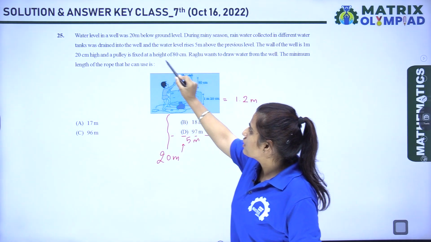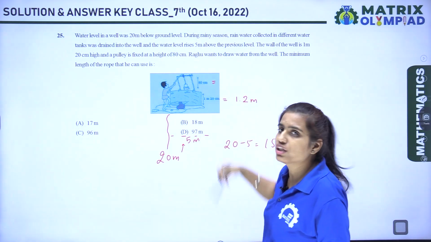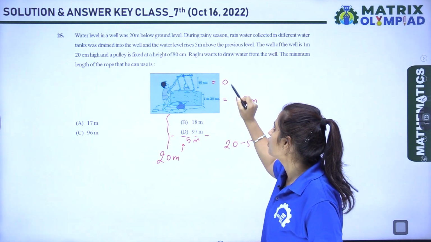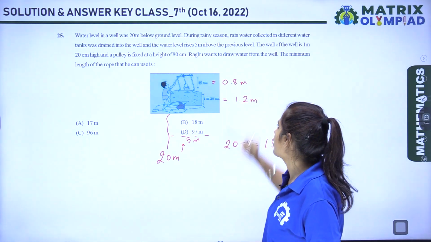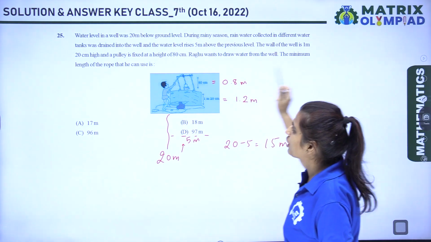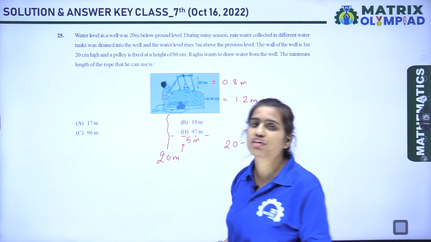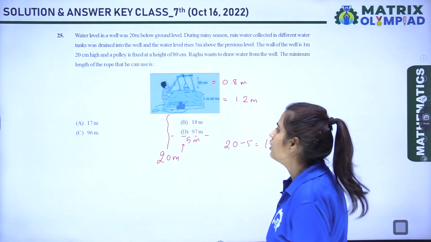A pulley is fixed at a height of 80 centimeter. Now 80 centimeter is converted into meter, so here we get 0.8 meter. Now Raghu wants to draw water from the well. The minimum length of the rope that he can use is... Now we have to find out the length of the rope.